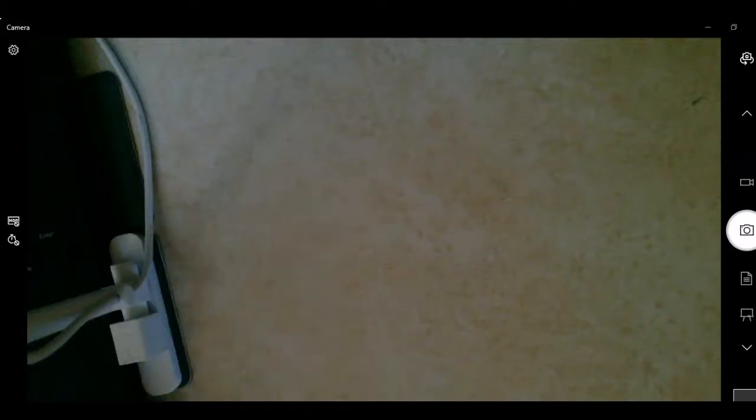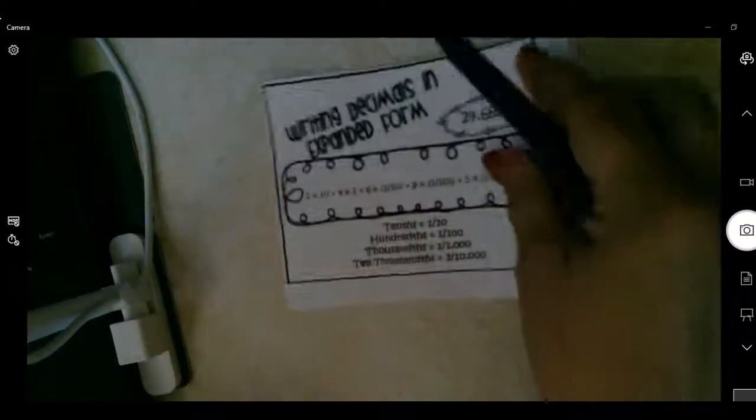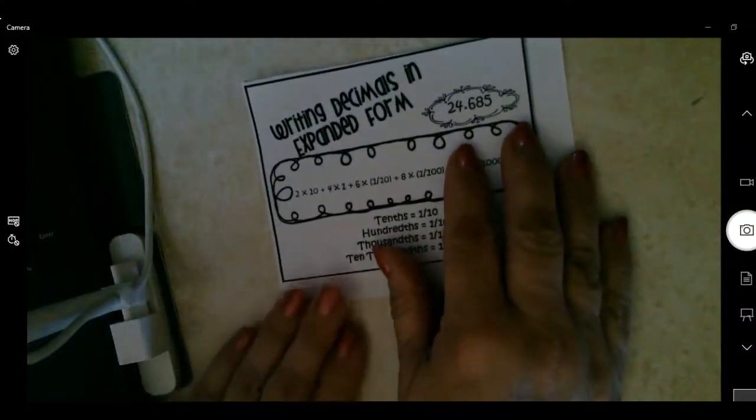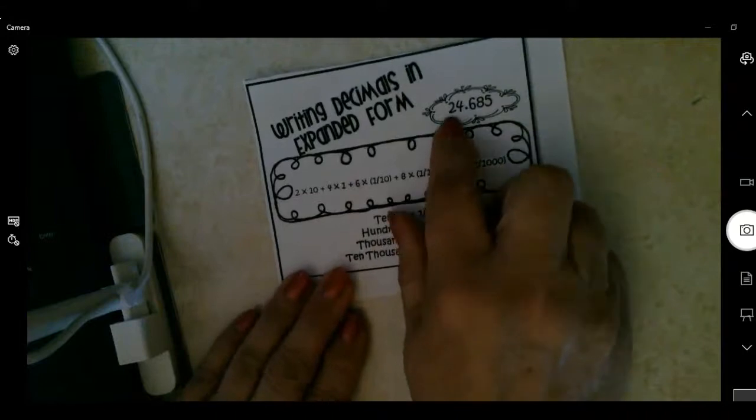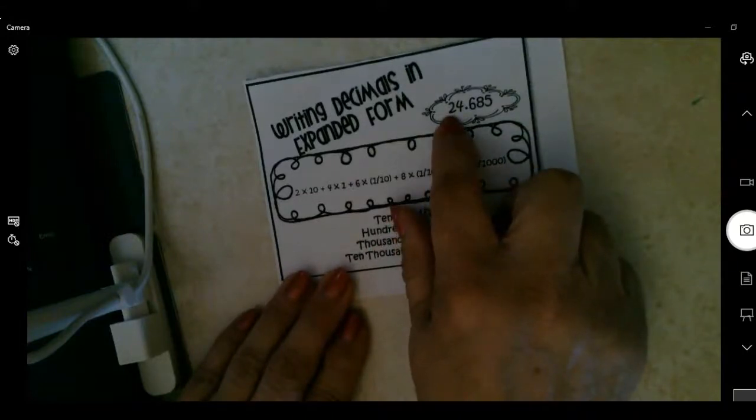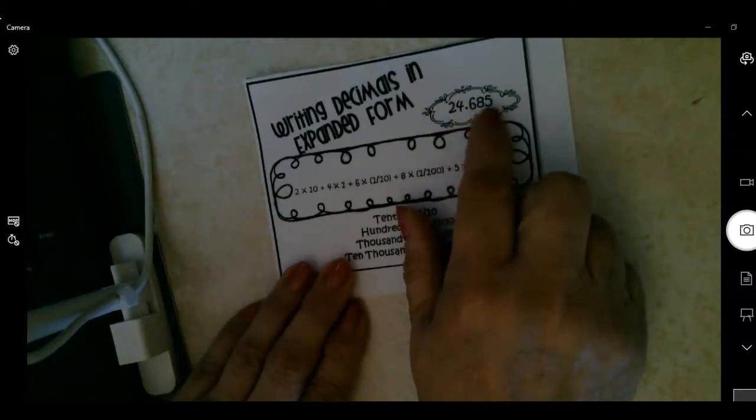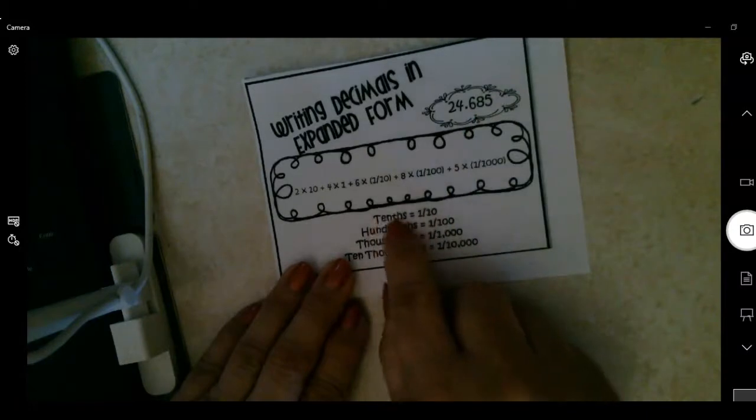Today we're going to begin learning something that's new for you, and it's going to be how to write decimals in expanded form. You probably remember expanded form with regular numbers, where you would say this is 2 times 10 because it's the tens place. This is 4 times 1 because it's the ones place. But now we're getting into decimals.